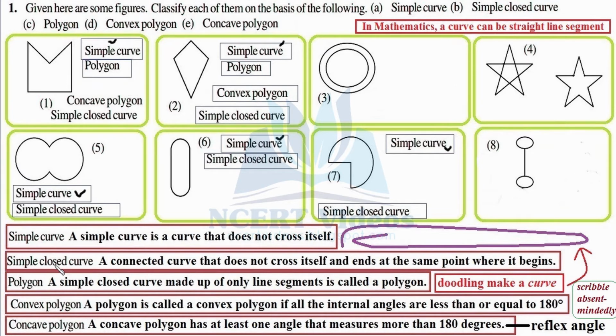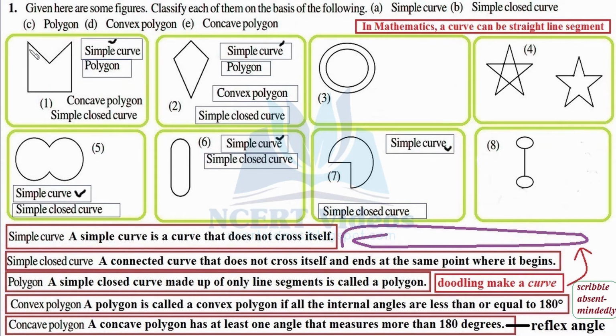Now let's move to simple closed curve. So here a new term is coming, closed. The rest of the definition remains the same. So a connected curve, that is where initial point and final point are the same, that does not cross itself and ends up at the same point where it begins. Therefore, a simple closed curve will only be that curve which is a simple curve. Therefore, we can ignore all other figures which are not simple curves.